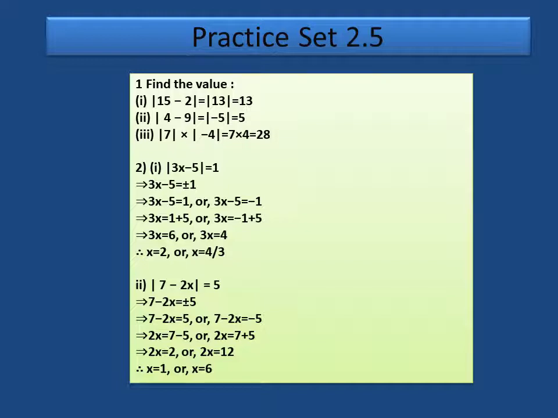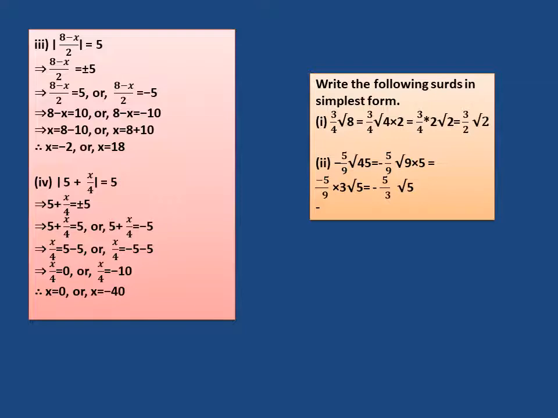In the second case, 7 minus 2x equal to minus 5. That is 2x equal to 7 plus 5. Minus 5 comes to the left hand side as plus. That is 2x is equal to 12. Means x is equal to 6. Means here both values, plus and minus, we want to consider. Whichever two values you get, you want to solve.